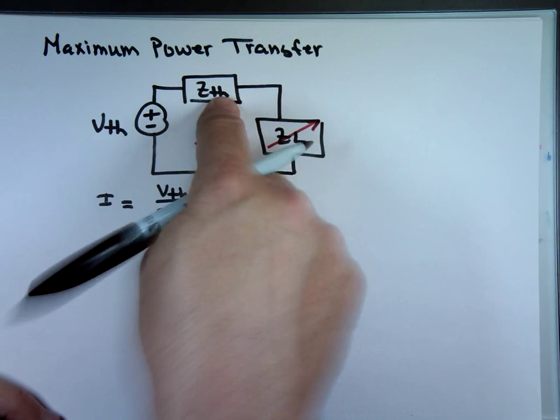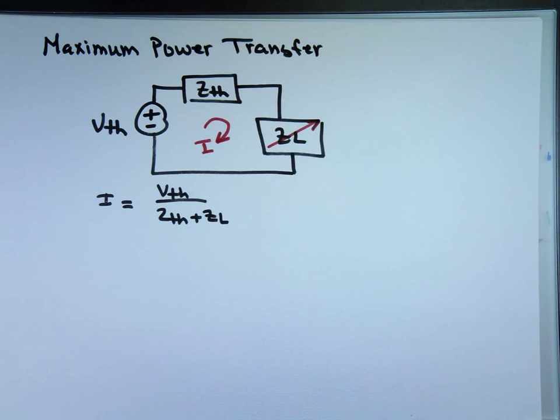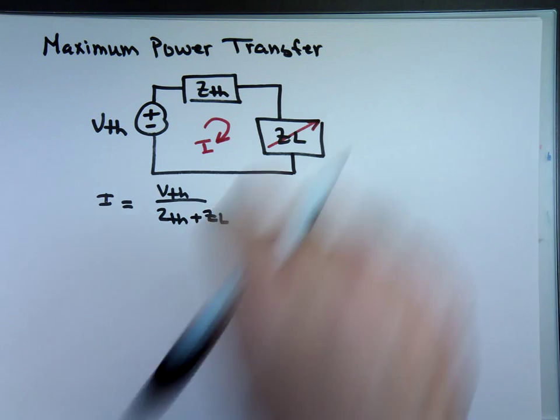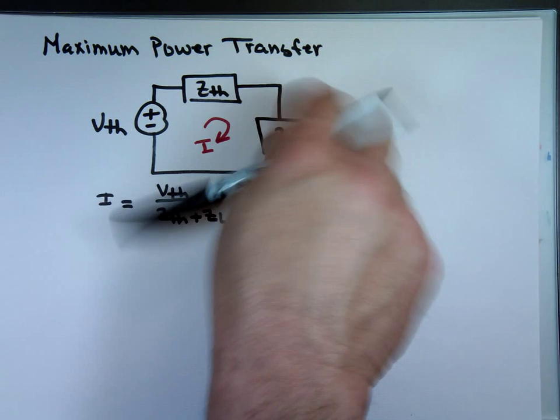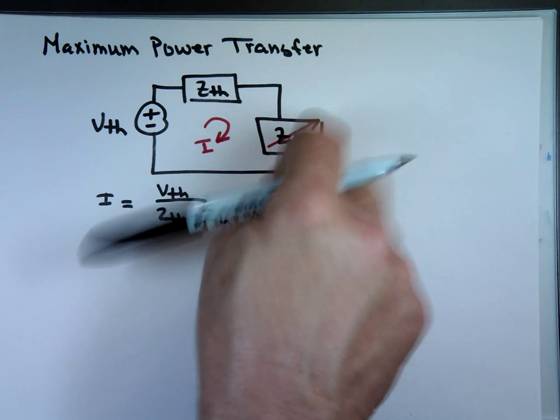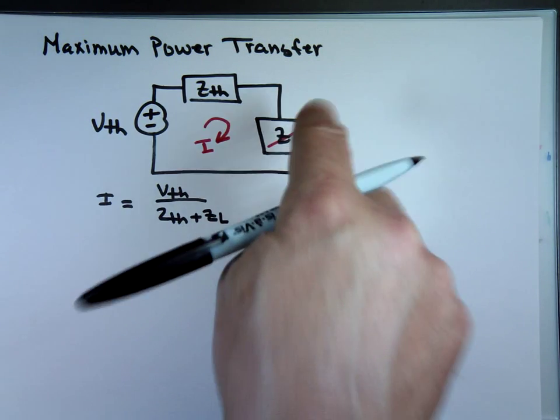This is the only one that's changing. This is just a constant. You already calculated them. This one, you're trying to figure out what value I should use here. I can't change these, but what should I put for a value such that the power delivered to this is a maximum power?